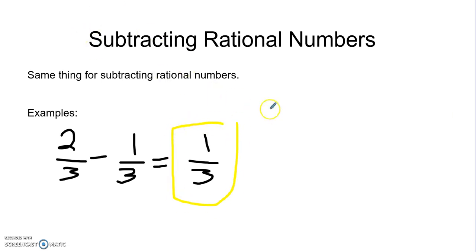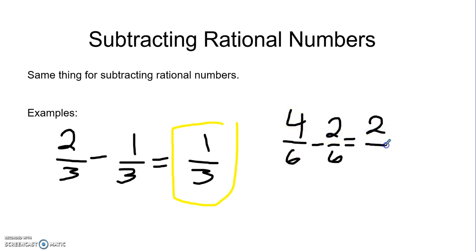Now let's do one more example. Let's do 4 over 6 minus 2 over 6. The denominators are equal, so we do just the top, which gives 2 over 6. And you can reduce that. I'm going to divide both of these by 2, and we get 1 over 3 as the final answer.